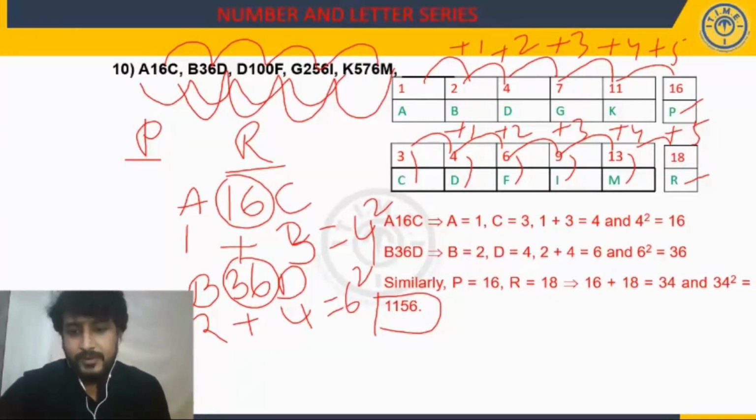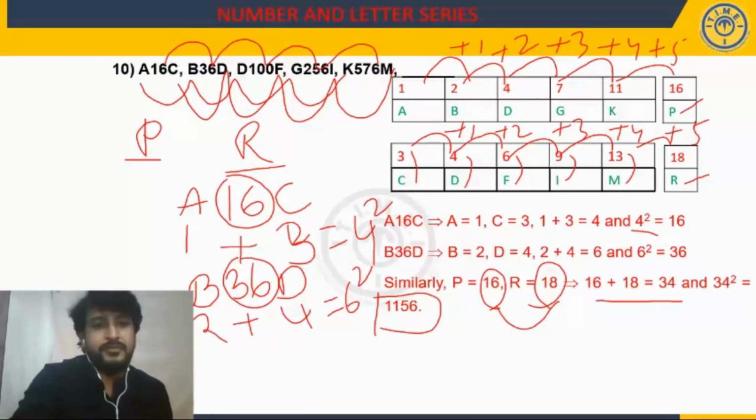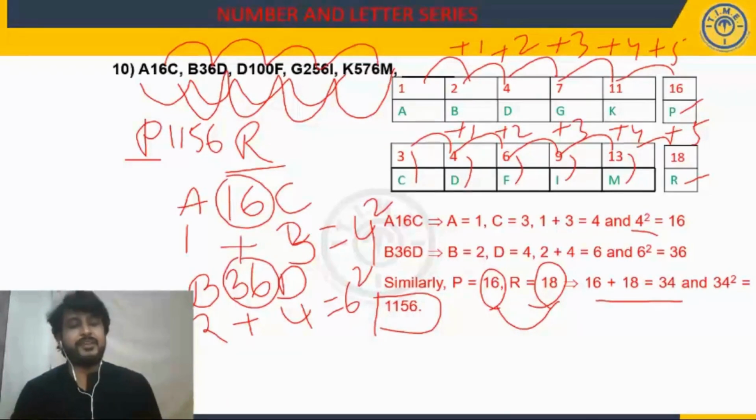P's place value is 16, R's place value is 18. The sum of these two is 34. And the logic is square. So 34 square is 1156. So what is our required answer? P1156R. Please take a note of the logic.